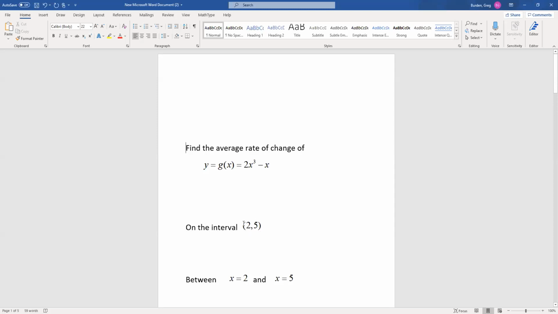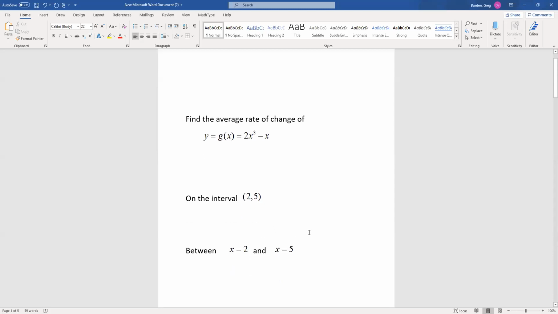Whether you think of it as an open interval like I have written here, left paren, 2, 5, right paren, that means all the numbers from 2 to 5, not including 2 and 5. I could have made it the closed interval from 2 to 5. Doesn't make any real difference, not important, at least not to me right now. In some other context, some other class, it might be very important. Okay, so average rate of change.